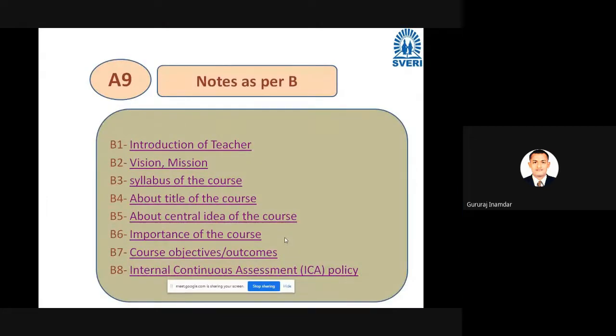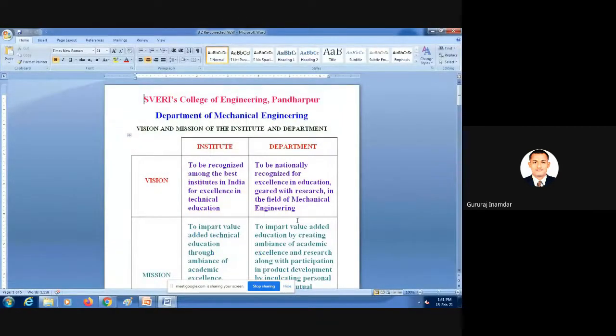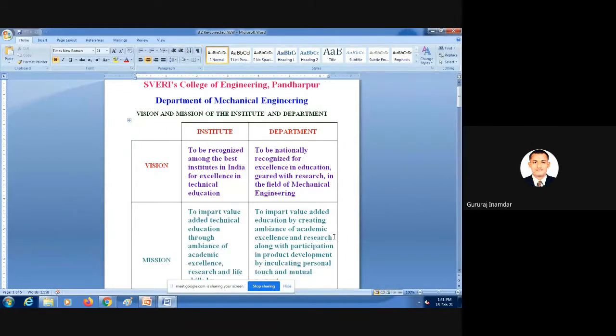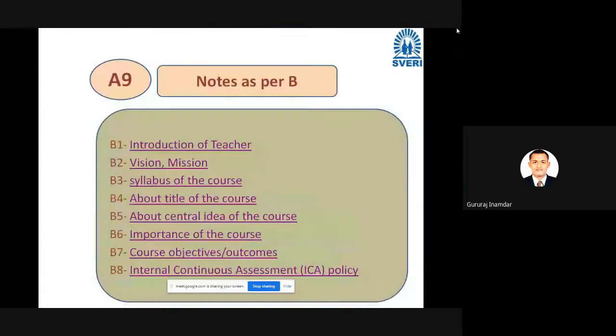Now, the vision and mission of the department, we already know, because for the last 4 years we have been dealing with the mechanical department of Sweri College of Engineering, Pandharpur. This is also the vision and mission of the institute. We will not take more time for that, so we will start the next point.